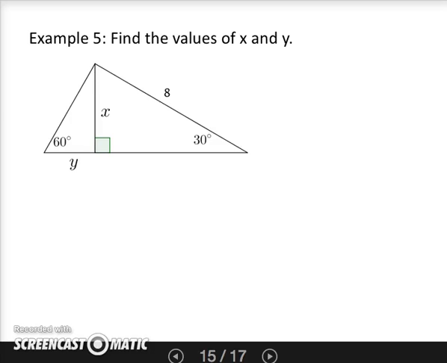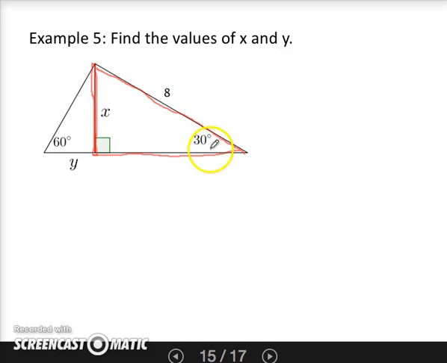In this final example, we have two triangles that are both touching along this line segment, which is labeled X. And we're asked to find the values of X and Y. So let's look for some special triangles here. Well, I see I have a right angle here, so this must be a right triangle.